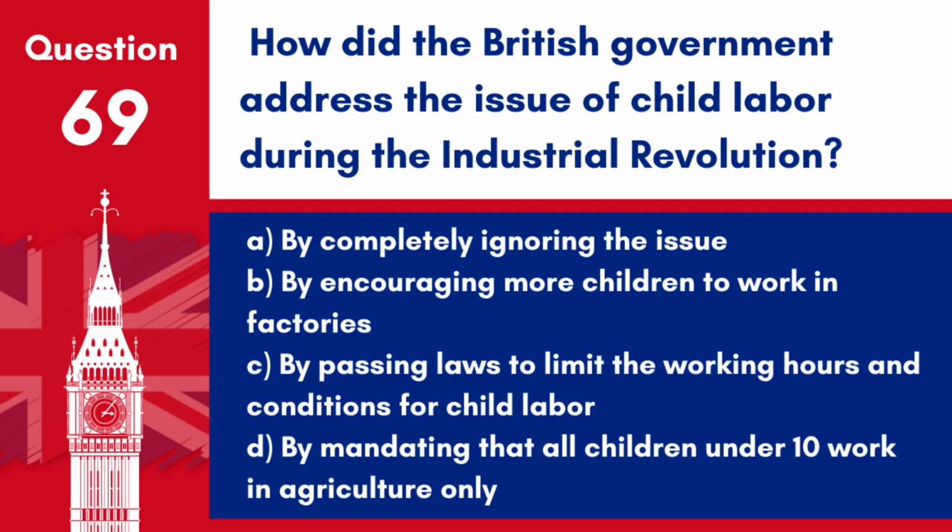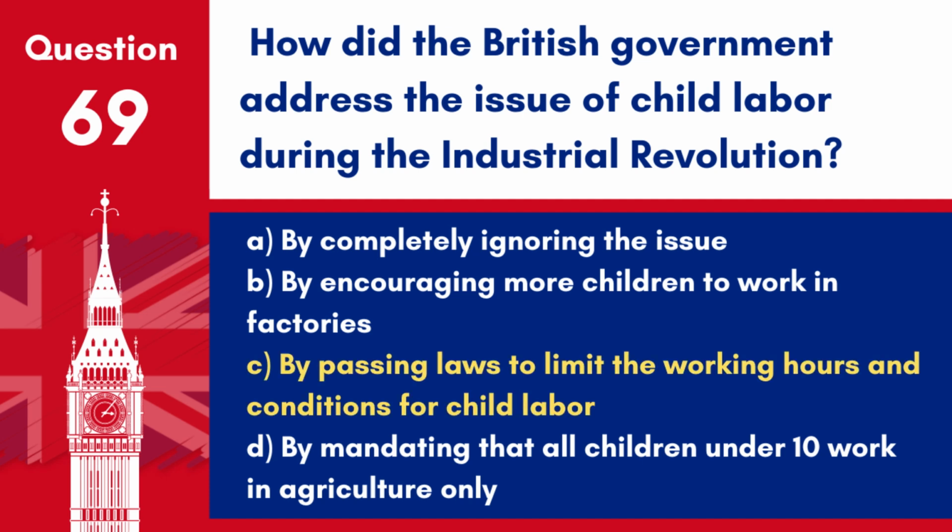A. By completely ignoring the issue. B. By encouraging more children to work in factories. C. By passing laws to limit the working hours and conditions for child labour. D. By mandating that all children under 10 work in agriculture only.